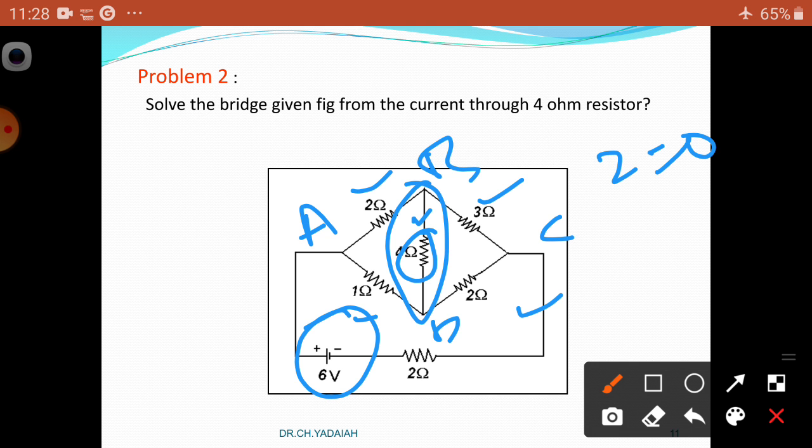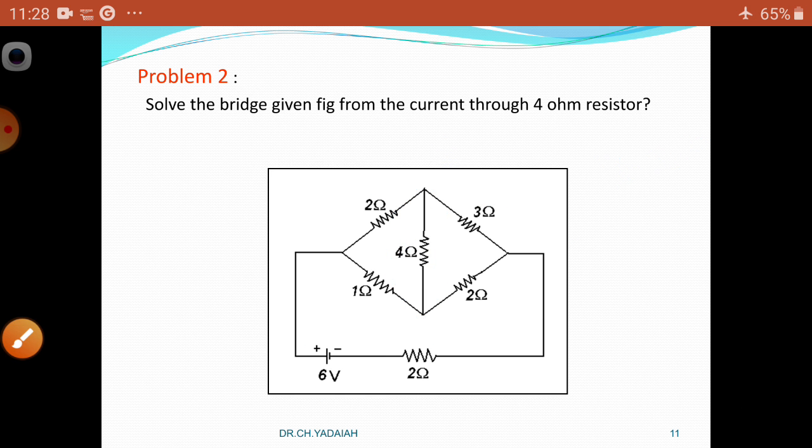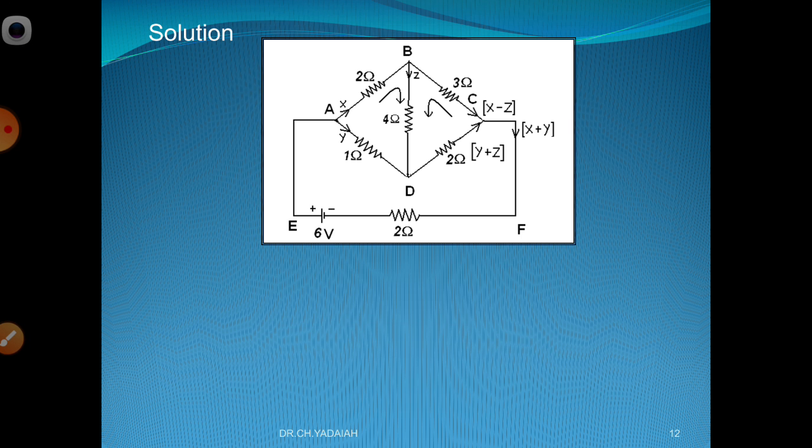This branch current is asking: the 4 ohm resistor, what is the current? Then you know, simply apply the equation. Write the 3 equations. Okay, now how to write it.